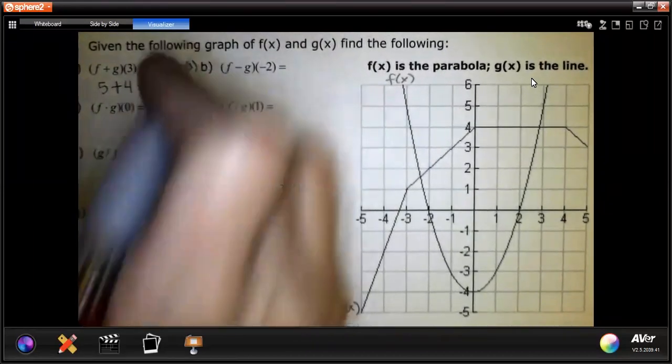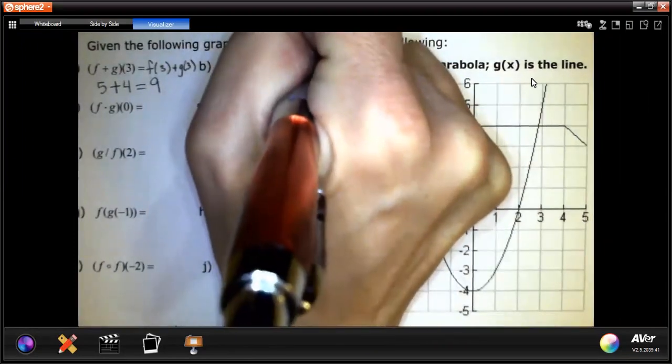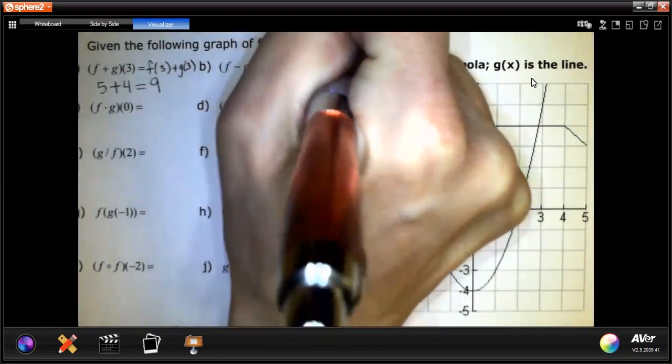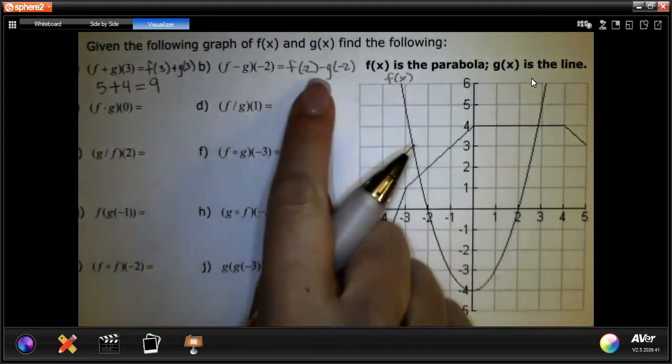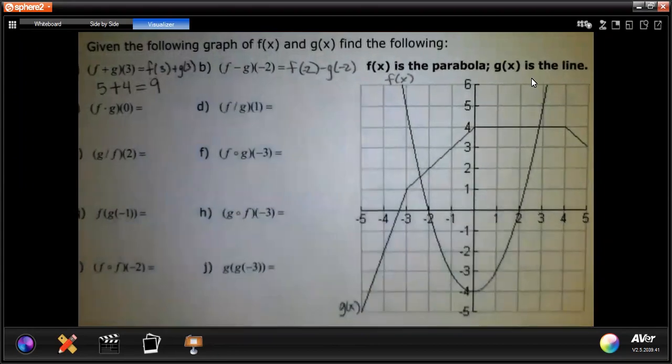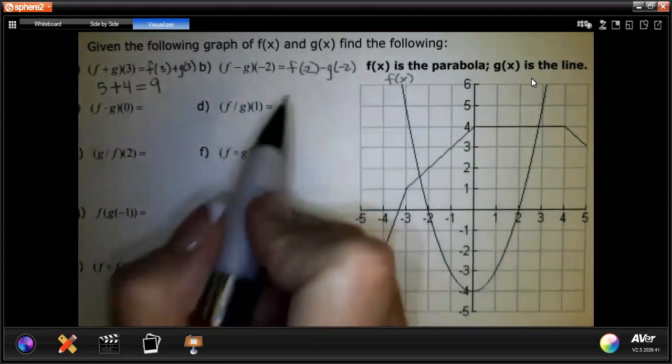For subtraction, we're doing the same thing. And again, that could be rewritten as f of -2 minus g of -2. I prefer it this way. I feel like it makes more sense, but some people like it better this way. It's up to you on preference on which way you like it.